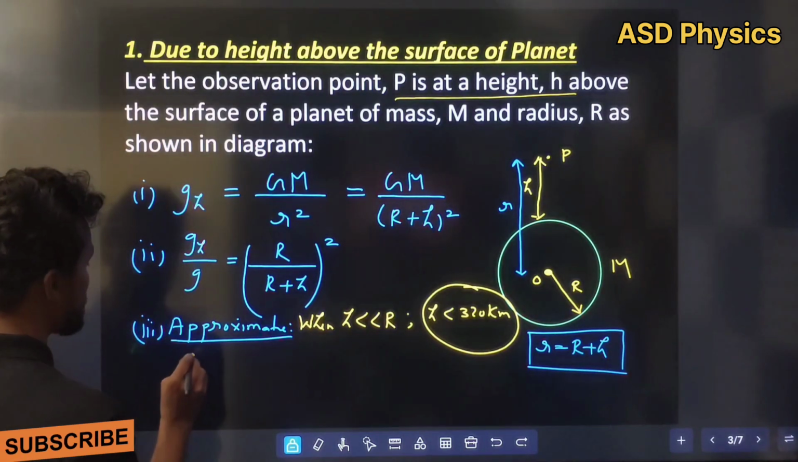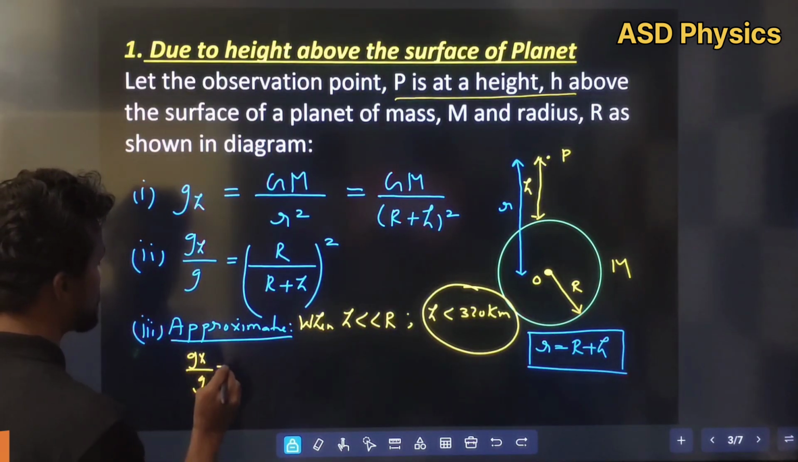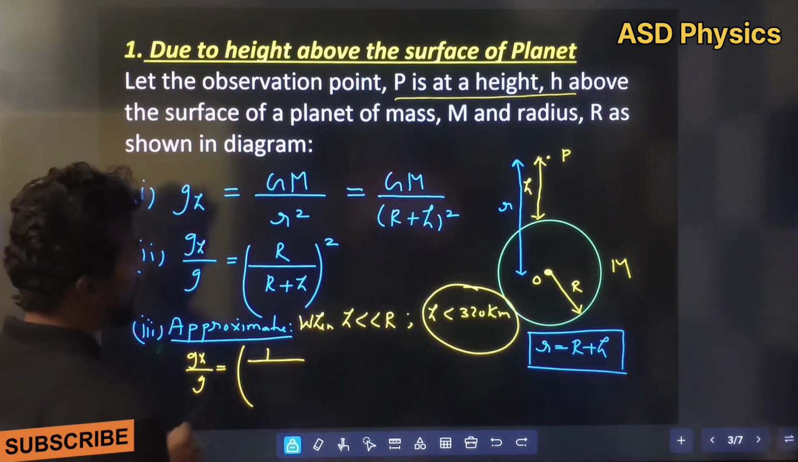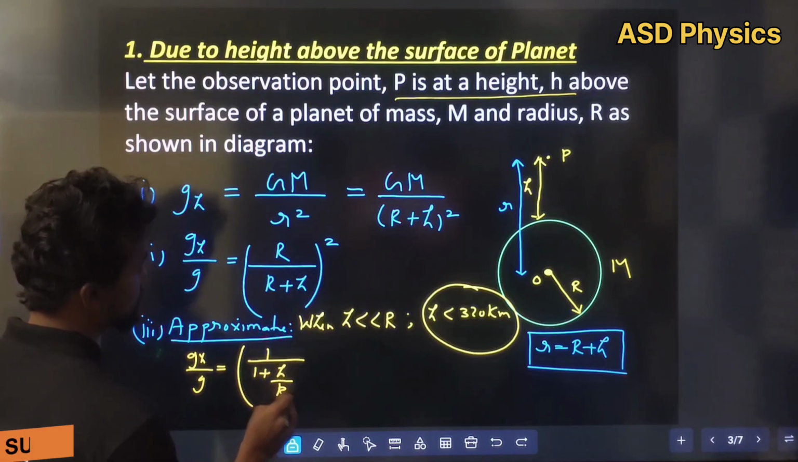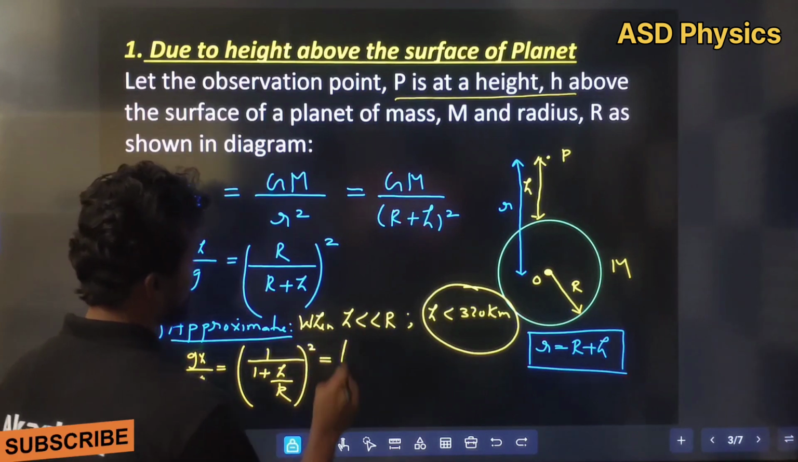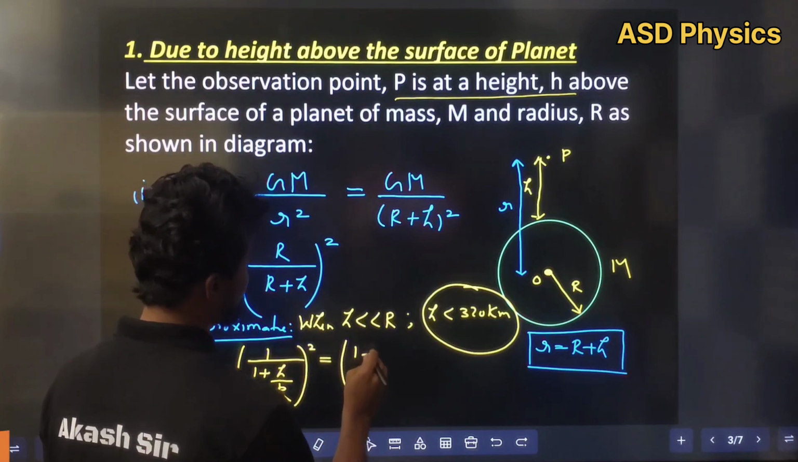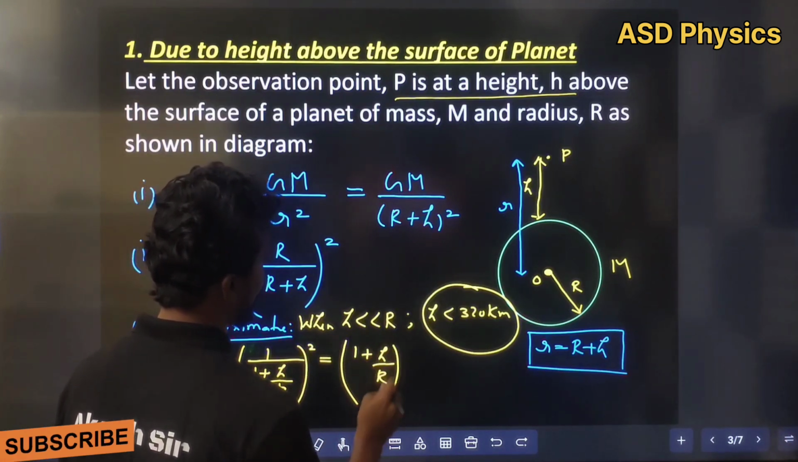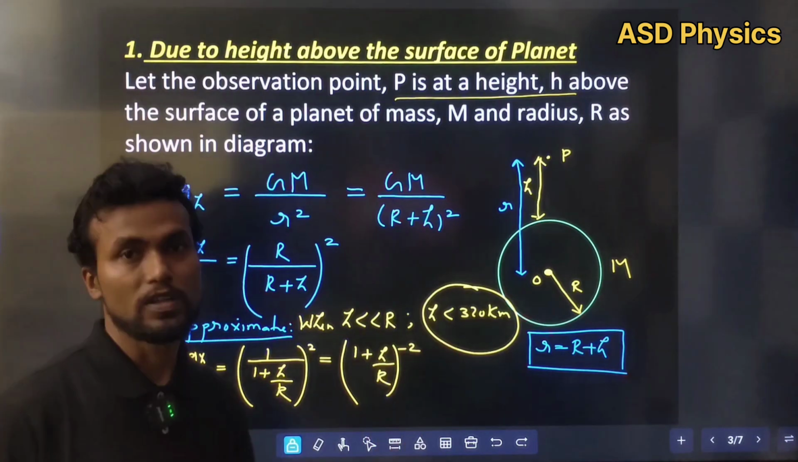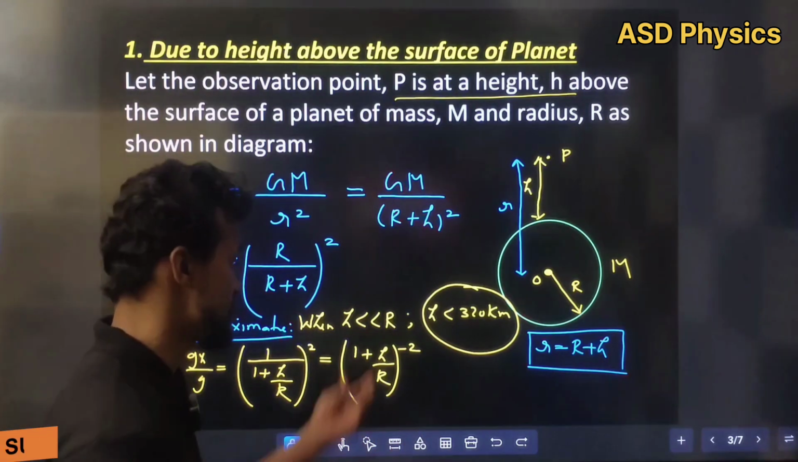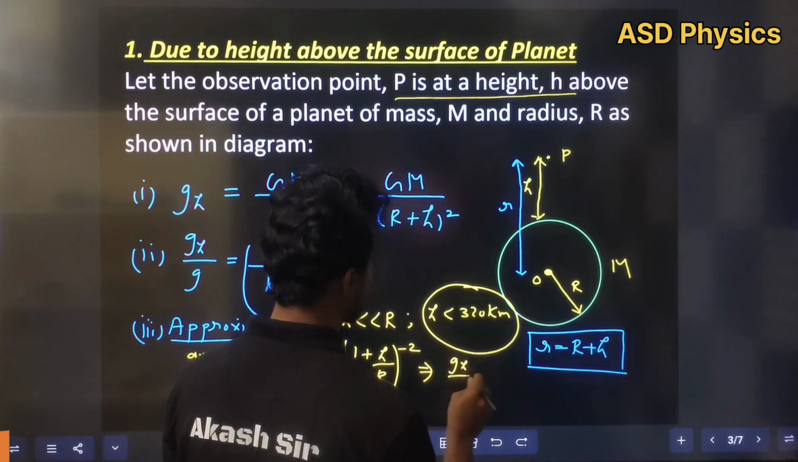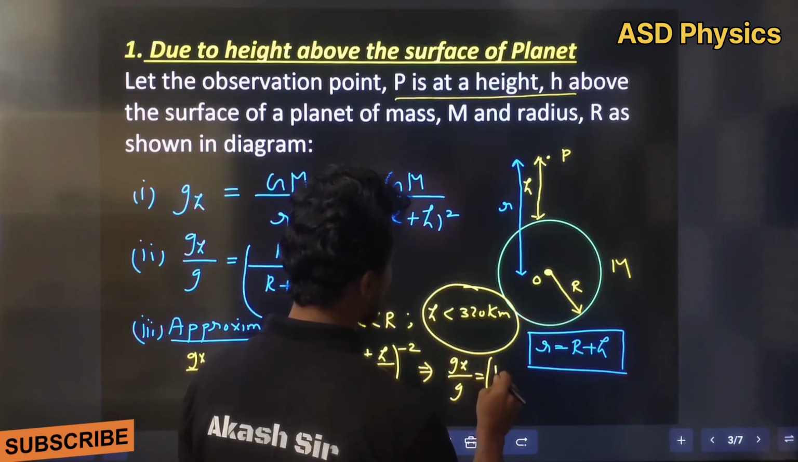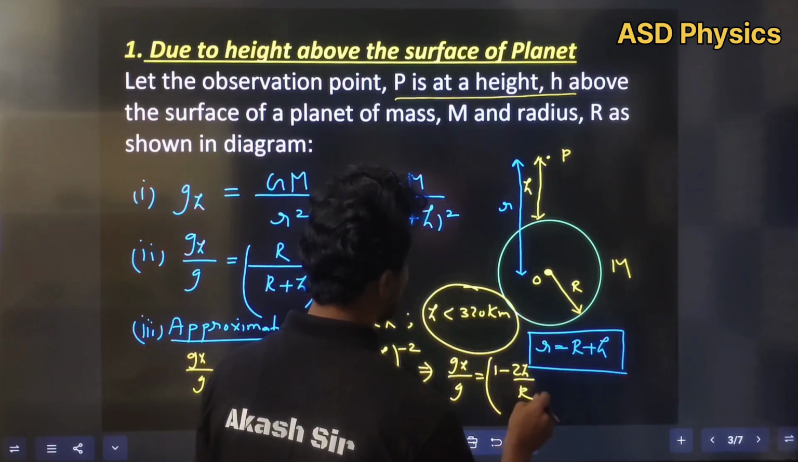So see here, please, we can write gh by g is equal to 1 by, now this r I will take downward, so it will become 1 plus h by r power 2, and then it will become 1 plus h by r power minus 2. And if I use the binomial expansion, because h by r is very, very small, then I can write gh by g is equal to 1 minus 2h by r.